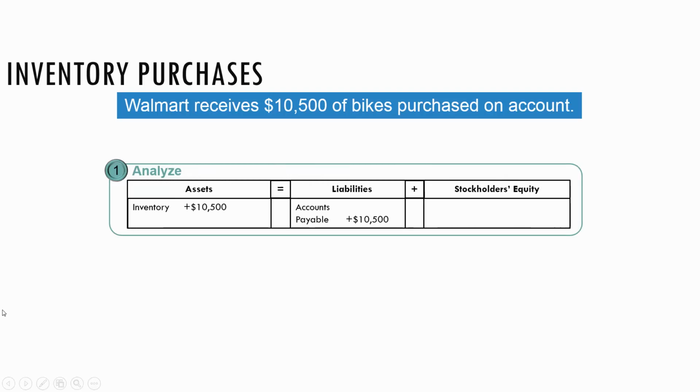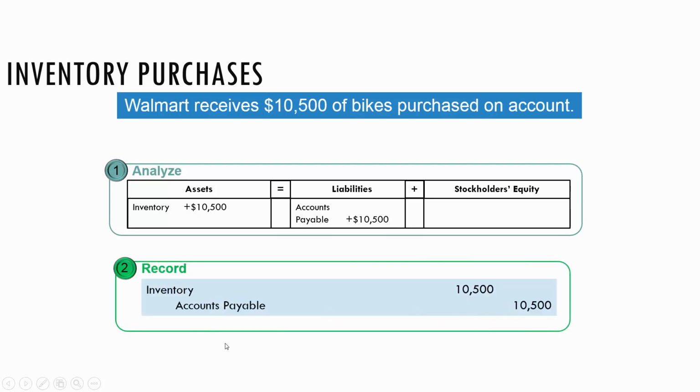How do we handle this? Well, it goes into inventory, it goes into accounts payable, because when we see the terminology on accounts, we know it's accounts payable. And then we can also record it in a journal entry like this.